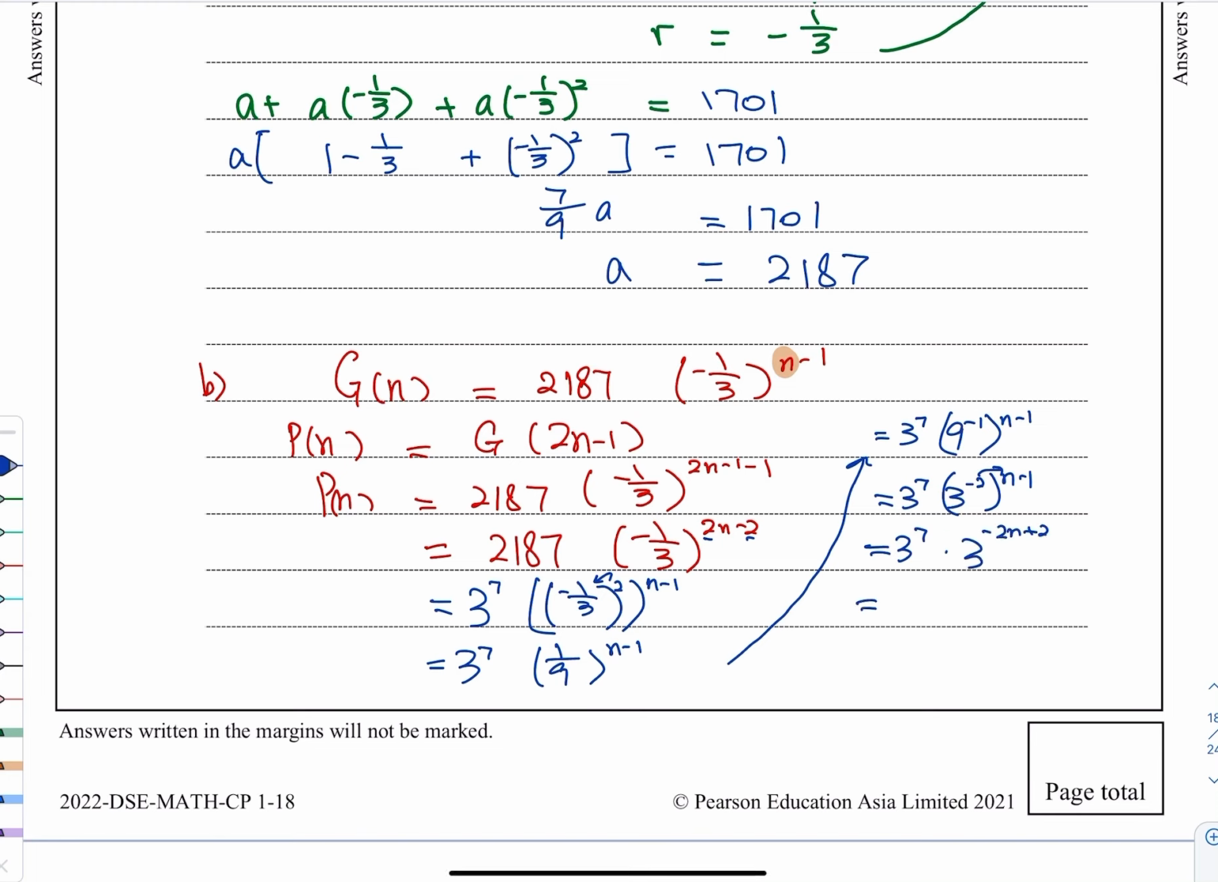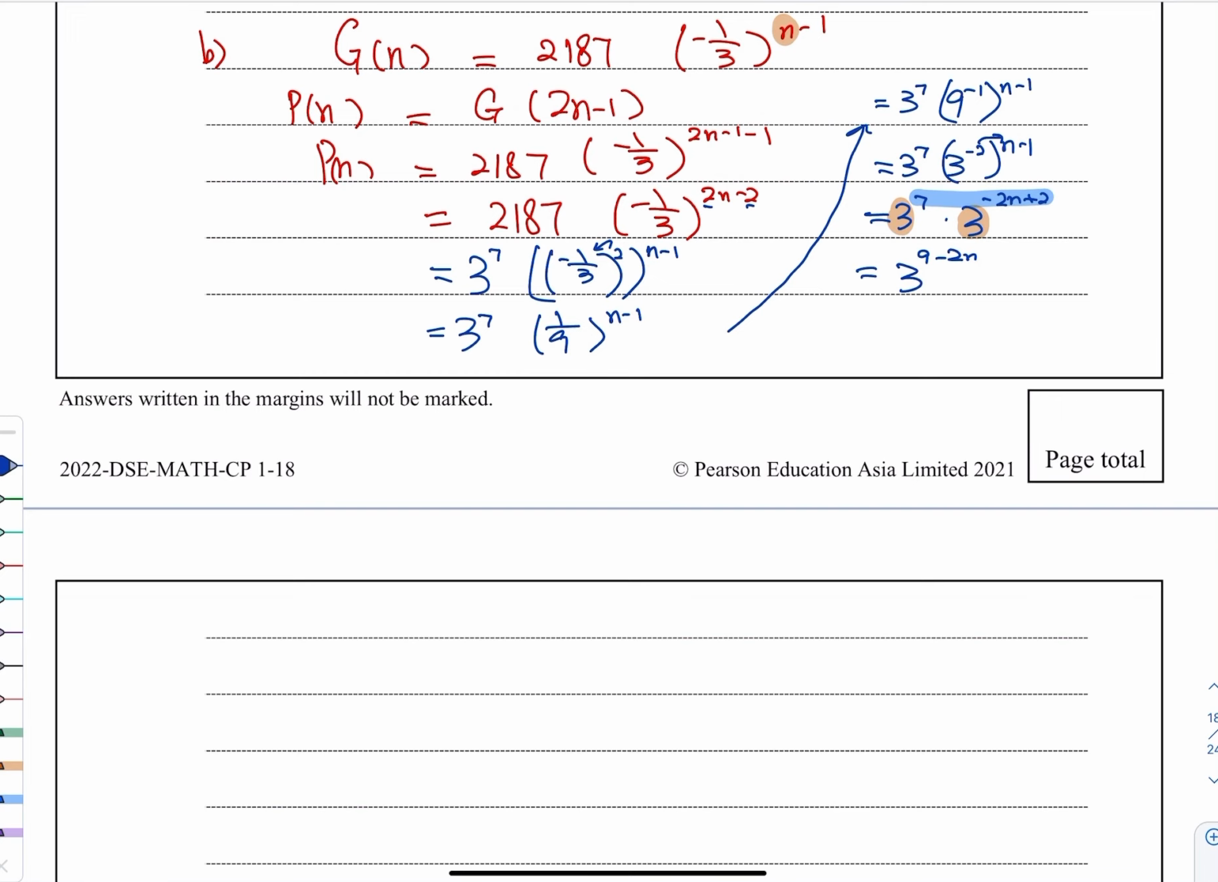And then can I do something else now? Because the bases are same, the powers can add up. So you will write 3 to the 7 plus 2, 9, so 3 to the 9 minus 2n. That's your whole Pn. It's better to simplify to the smallest possible value, because later on you will need it. So now I have my Pn, 3 to the 9 minus 2n.